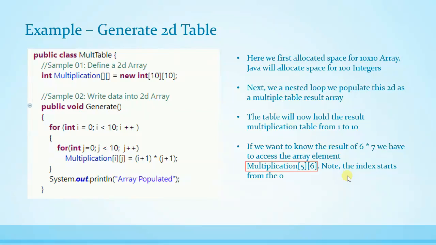So since we need 6 into 7, we specified the first dimension as 5 and the second dimension as 6. That means 1 less than the multiplication operands. So here the operands are 6, 7. So we specify 1 less than that since the index starts from 0.